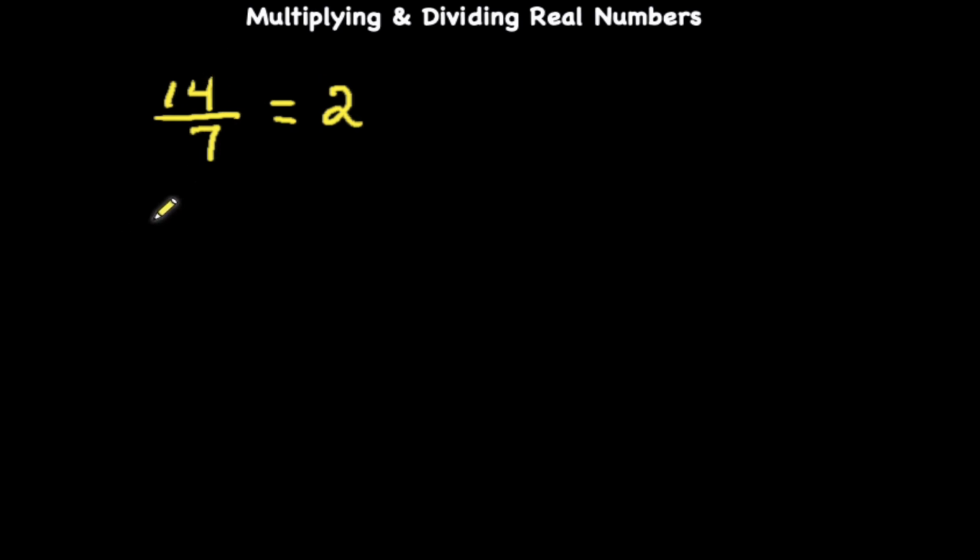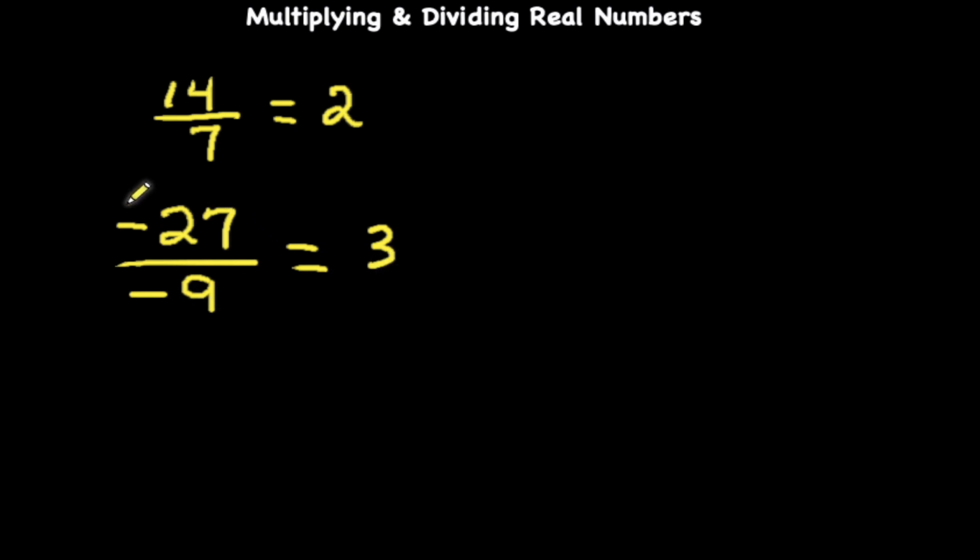Let's say that you're dividing a negative divided by a negative. Okay, this will result in a positive, right? Because remember, when you're multiplying a negative times a negative, it gives you a positive. So it's the same with division, right? So negative 9 times what number gives you negative 27, and that's positive 3, okay?